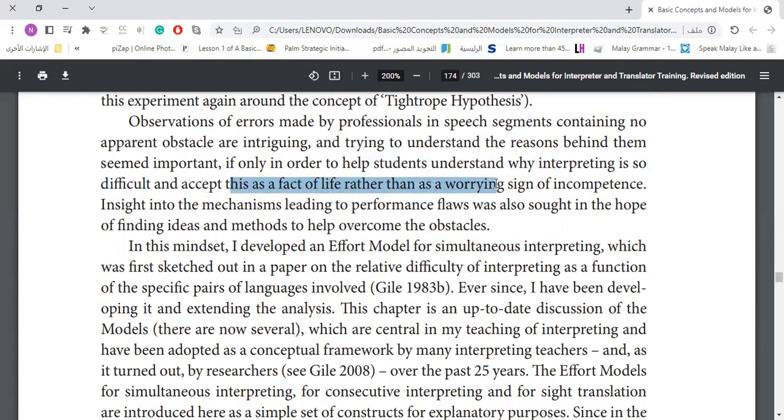So you're going to make mistakes. I've always told you this since day one. As an interpreter, you're going to make mistakes. It doesn't mean you're incompetent. It doesn't mean you're bad. It doesn't mean you don't understand the language you're interpreting from. It doesn't mean that you're not good. It simply means that this task is exhausting. It's tiring. It tires the brain.